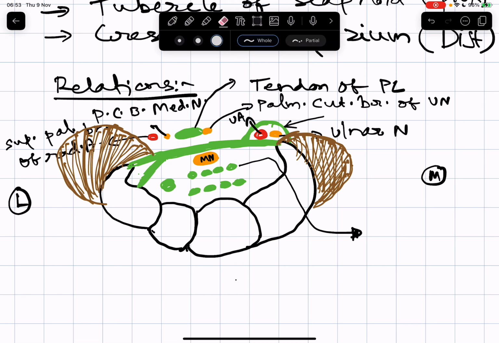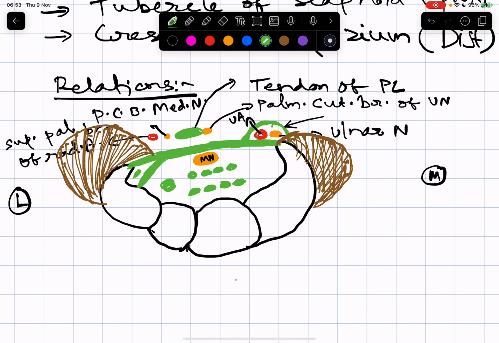Let me erase this. Now in this region here, that is deep to the flexor retinaculum, that is between the flexor retinaculum and the deep slip, we have a tendon here. This tendon is the flexor carpi radialis, tendon of flexor carpi radialis.